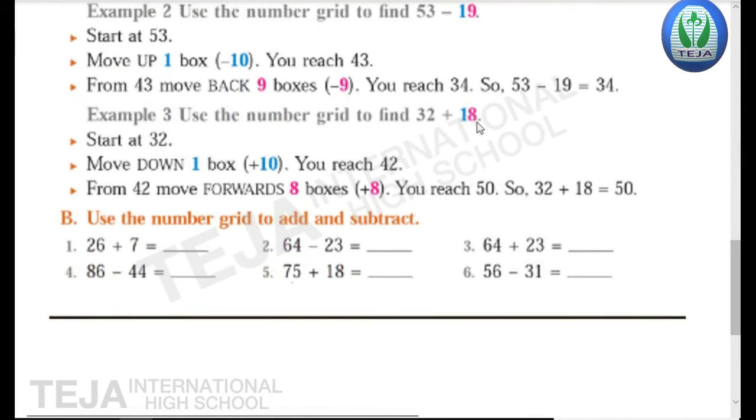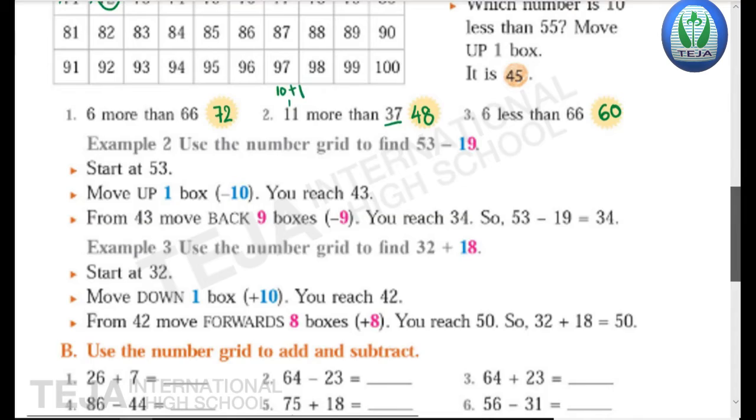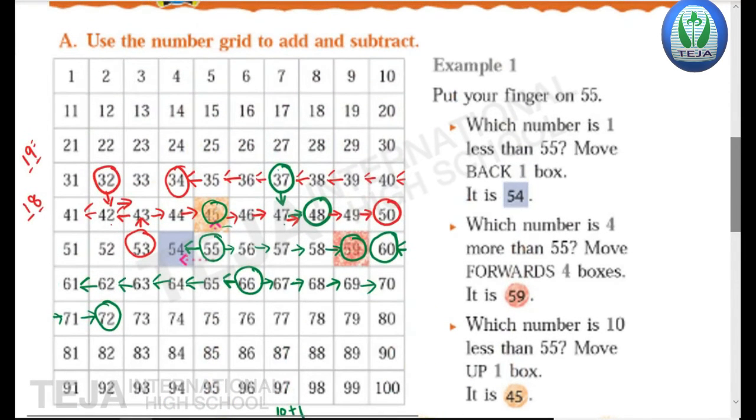Okay, children. Now we'll solve part B. Part B, use the number grid to add and subtract. Now with the help of the number grid, you have to add as well as subtract. Here the first question is 26 plus 7. Here the bigger number is 26. So we'll draw a circle around 26.